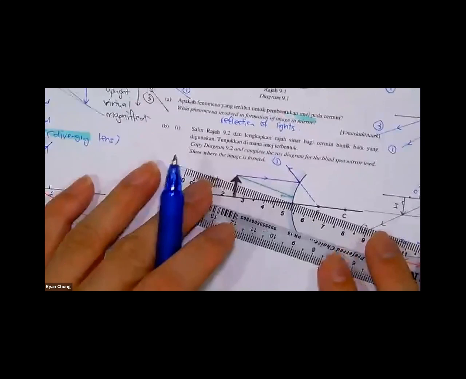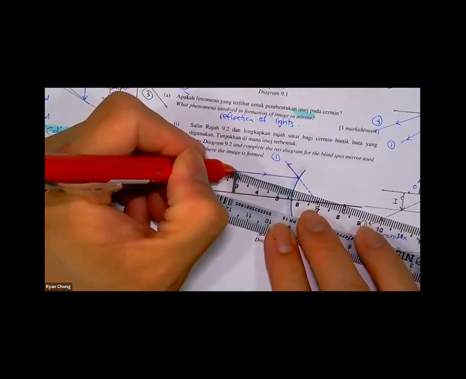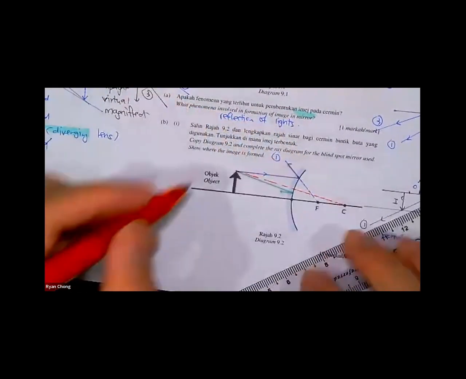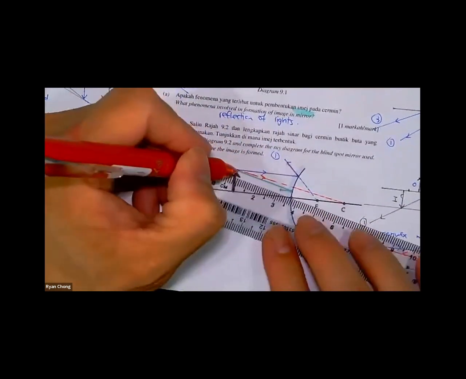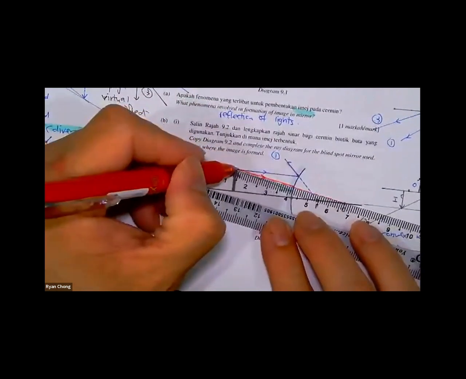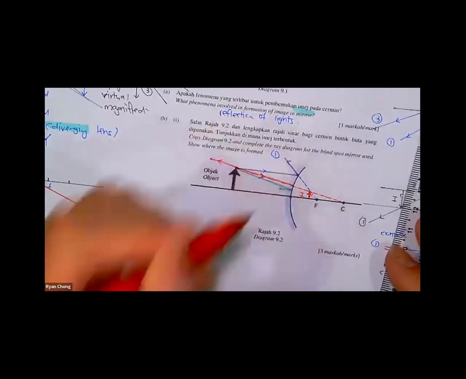Line 3 how? You put your ruler on the arrow and then here. The light hits directly to the center, reflected back to the same direction. So here is the image formed. So no matter whether you use the green line they ask, or the one that I show you, line 2, also no problem.